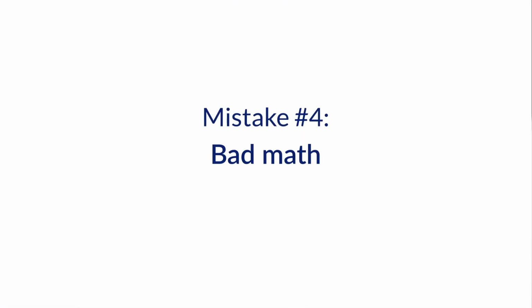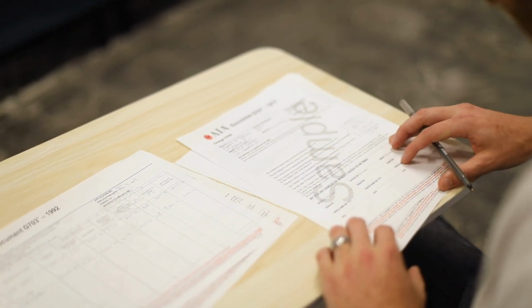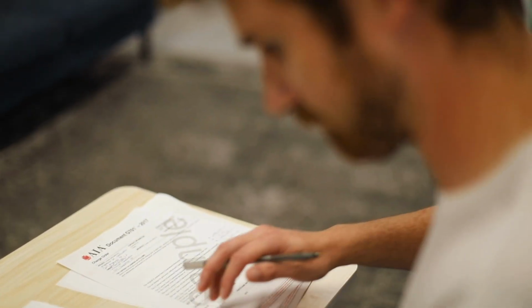Mistake number 4, bad math. It happens. Everyone forgets to carry the 2 once in a while. But when you're trying to get paid, a math mistake could get your pay app redlined or rejected. Always double check your records and your math to make sure your numbers add up like they're supposed to. Check contract amounts, previous billing amounts, and change orders. And at the very least, you should be using a spreadsheet with built-in formulas that help reduce human error. Better yet, invest in bookkeeping software that's built for the construction industry.